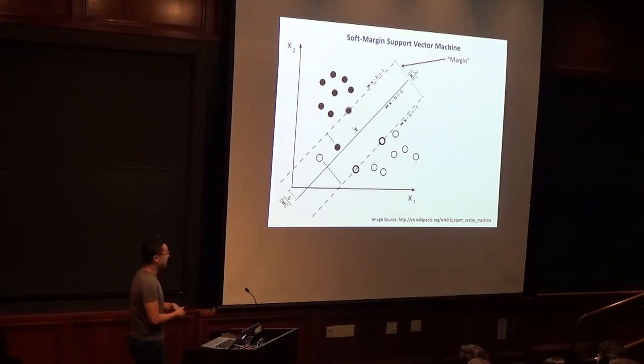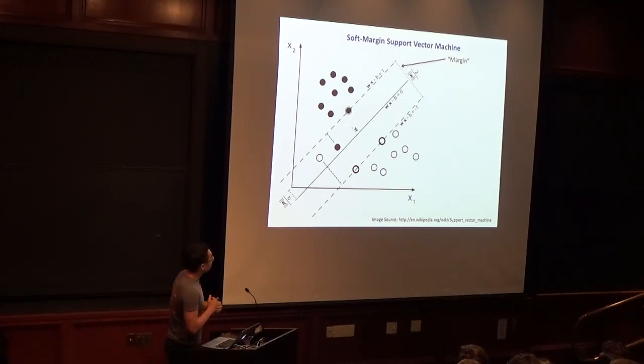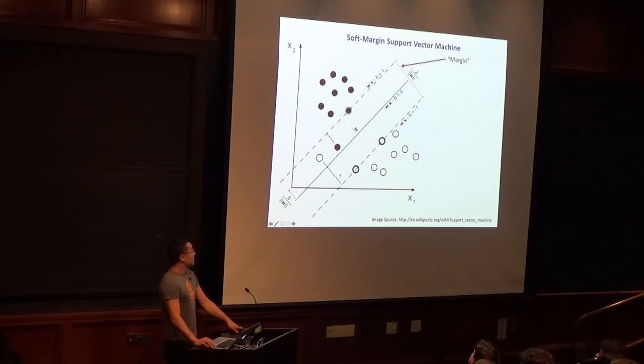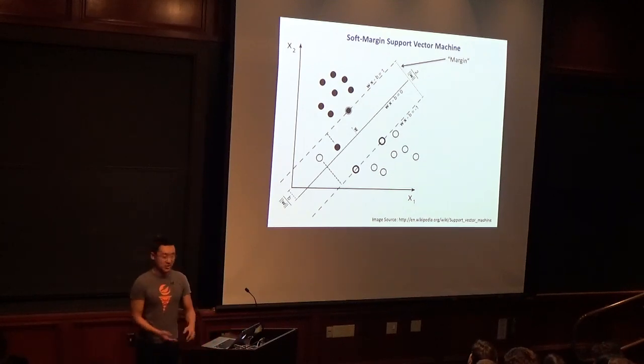Okay, so let's look at the non-linearly separable case. I just added 2 data points to make this problem not linearly separable. These 2 data points. So now this particular solution has 2 data points that sit in between this margin that we computed. And we call this a margin violation.